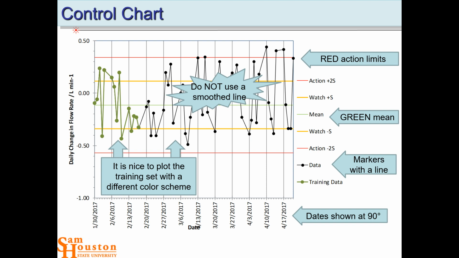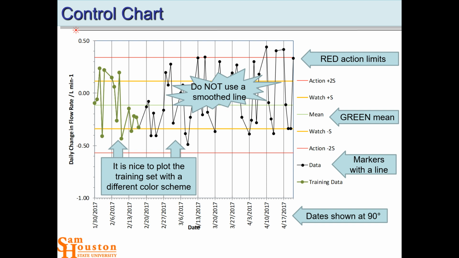Now in terms of the action and watch limits, notice I want the action limits to be red. They're farthest away from the mean. I want the watch limits to be orange, and then I want the mean to be green. Okay. So these are very specific directions I want you to follow. And then the dates are shown in 90 degrees. So this is sort of a map. This is a full credit control chart. This would be something that you wanted to reproduce.